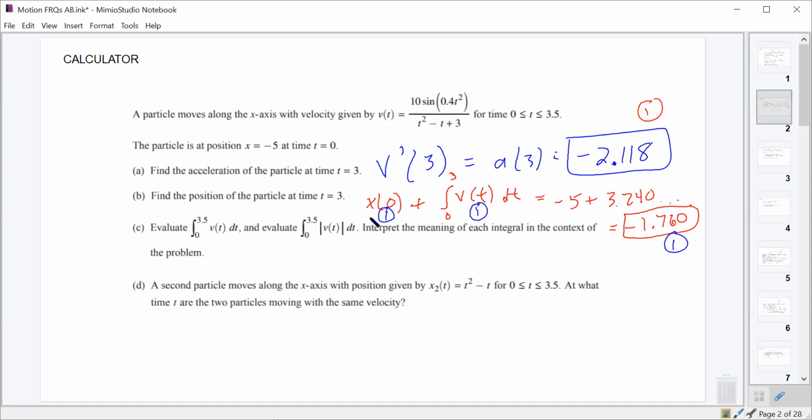Good or no? Okay. So then we'll evaluate the integral from 0 to 3.5 of v of t. Well, that should be easy. All we have to do is plug that into our calculator. So that should have come out to be 2.844.